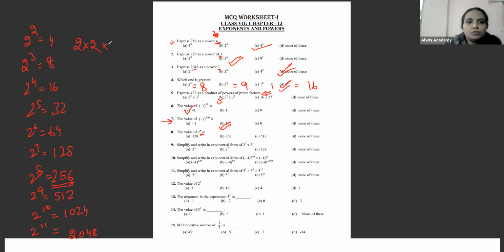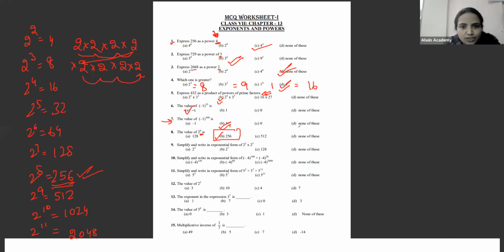2 into 2 into 2 into 2, if you haven't learned that yet. So 2 twos are 4, 4 twos are 8, 8 twos are 16, 16 twos are 32, 32 twos are 64, 64 twos are 128, 128 twos are 256 is the answer. This is how you learn it. So B option is the correct answer.